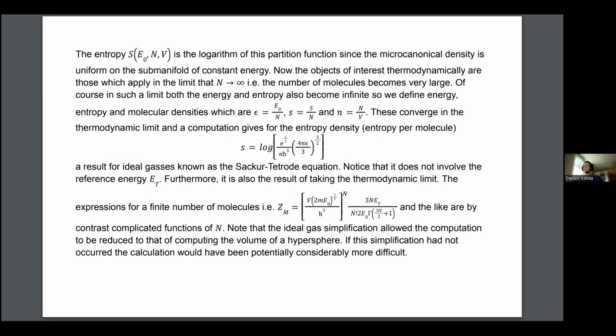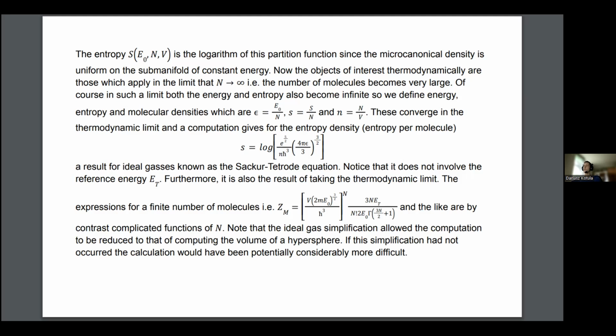The entropy S of E0 and V is simply the logarithm of this partition function, since the microcanonical density is uniform on the submanifold of constant energy. Now, the objects of interest thermodynamically are those which apply in the limit that n tends to infinity. That is, the number of molecules becomes very large. Of course, in such a limit, both the energy and entropy also become infinite.